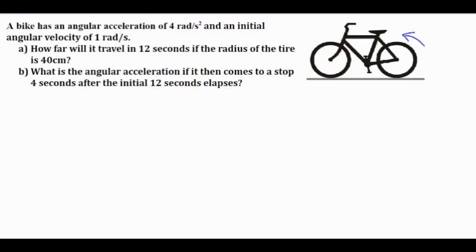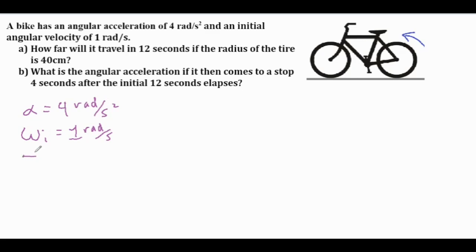In this video, we're going to be working out a couple rotational kinematic questions where we have a bike with an angular acceleration of 4 radians per second squared. Let's go ahead and write that down. And an initial angular velocity of 1 radian per second. So omega I is 1 radian per second. And the first question we're answering is how far will it travel in 12 seconds if the radius of the tire is 40 centimeters?